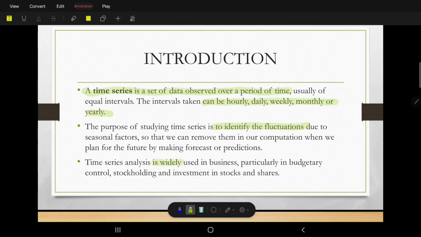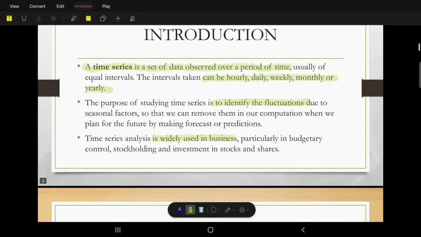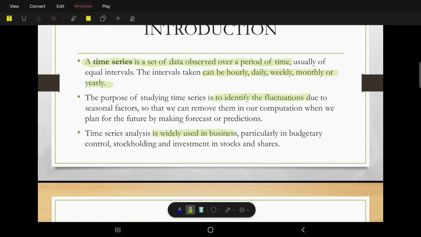Time series analysis is widely used in business, particularly in budget control, stock holding and investment in stocks and shares. Biasanya time series ni kita nak observe tentang jualan sebenarnya. Cumanya disebabkan ada beberapa faktor.